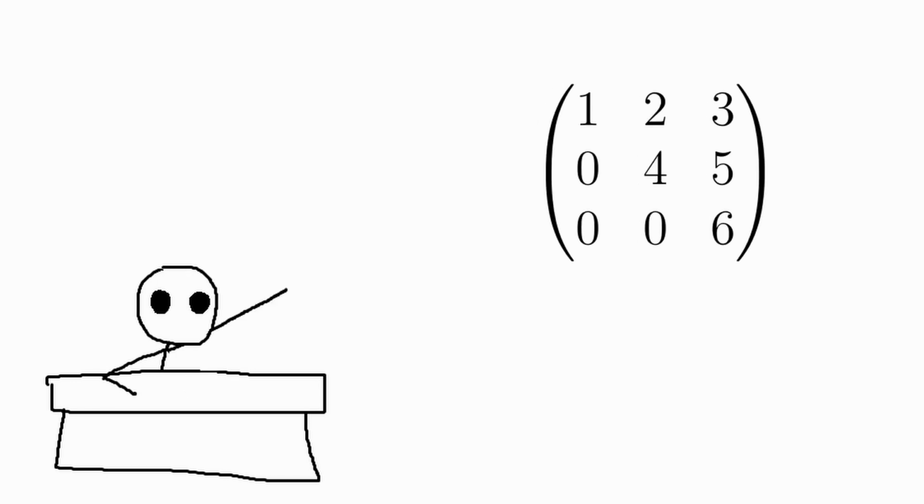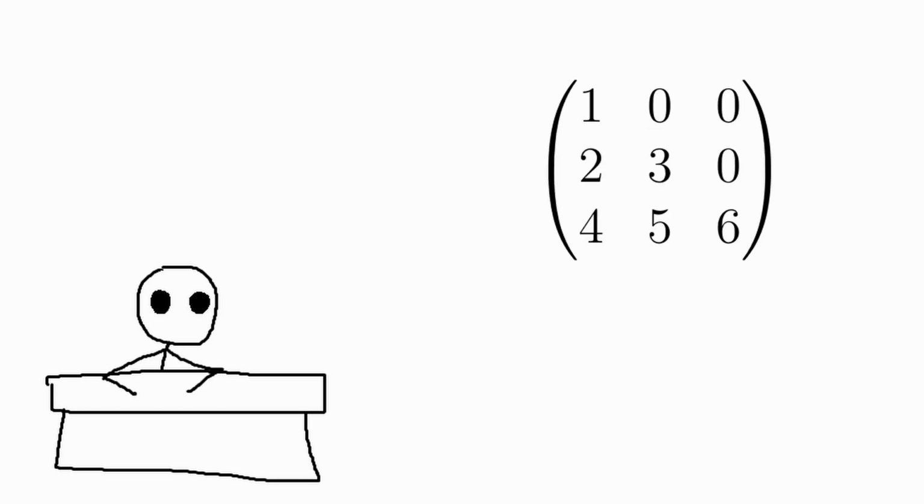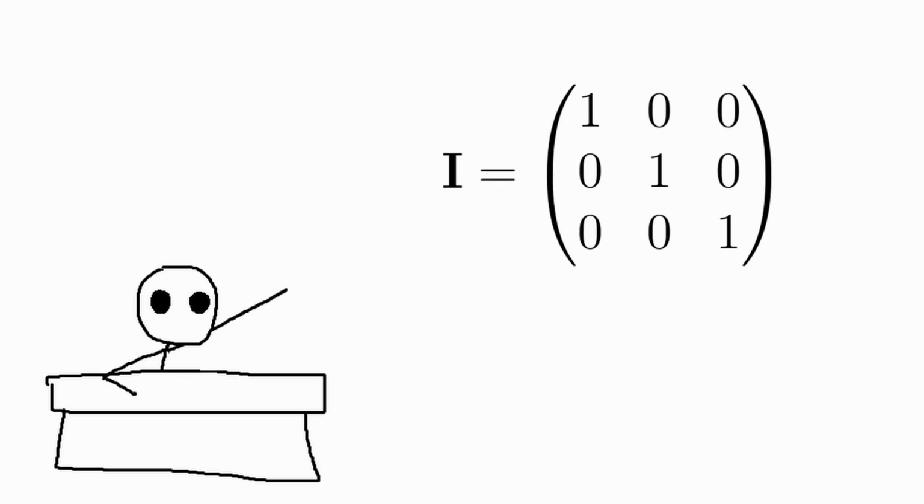An upper triangular matrix has all entries below the main diagonal equal to 0. A lower triangular matrix has all entries above the main diagonal equal to 0. Then finally, an identity matrix has the main diagonal all equal to 1 and everything not on the main diagonal equal to 0. The identity matrix is useful because it's basically the matrix multiplication form of multiplying by 1.